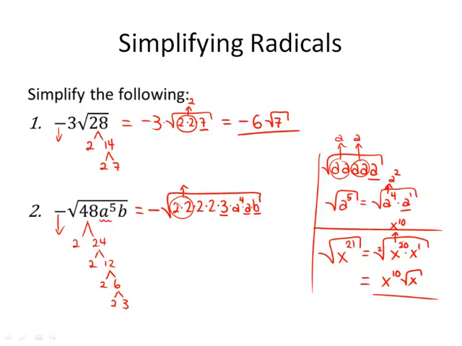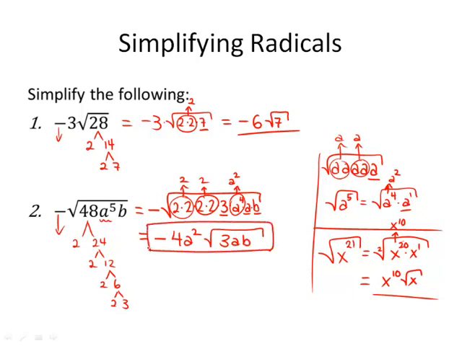The pairs, root of 4 is 2, root of 4 is 2, and then the square root of a to the 4 will be a squared. You can also think, well, if I squared a squared, I'd get a to the 4 back. So we have a negative up front, and then a 2 times 2, which is 4a squared, is all coming out, and we've got 3ab left inside. So this is one way of simplifying roots.